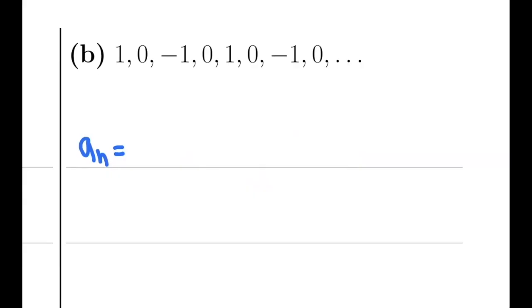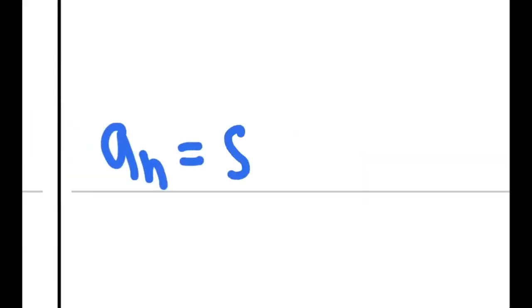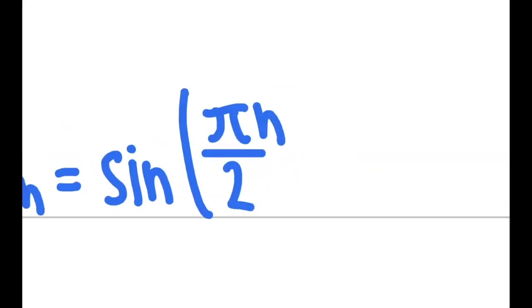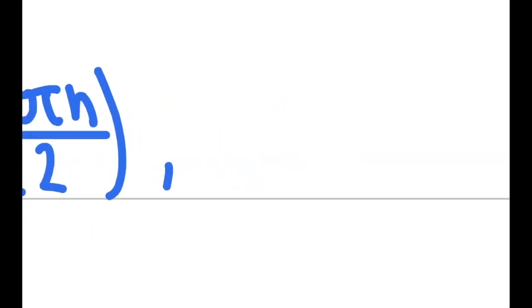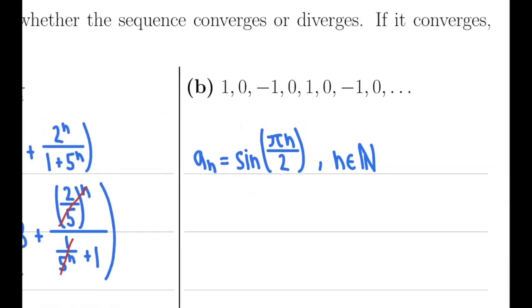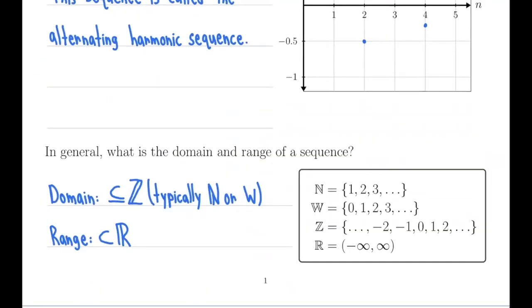So 90 degrees in radians is pi over 2. So this is sine of pi over 2 times n. And this is if you start the index at 1. Some conventions disagree on whether 0 is included in the set n, but that's a different discussion. But on the first page, I'm saying n is the whole numbers except 0.